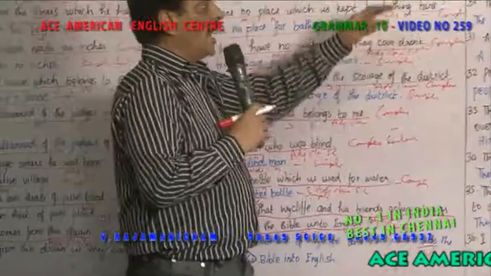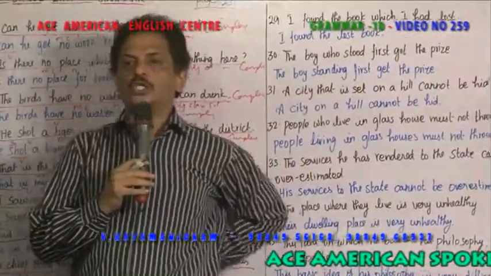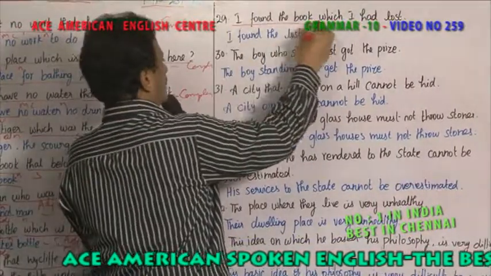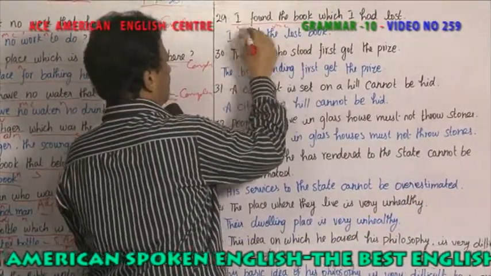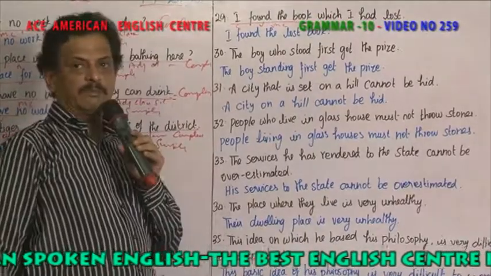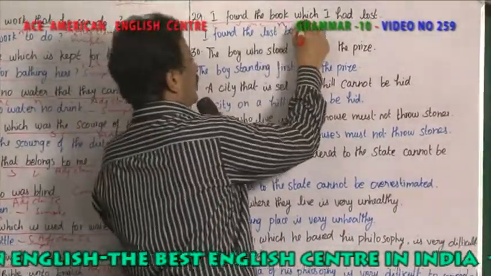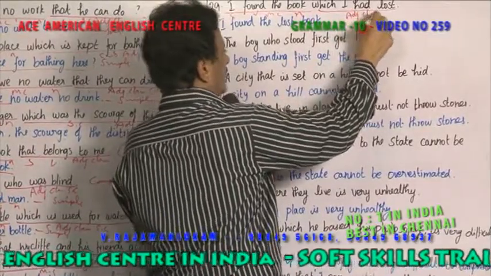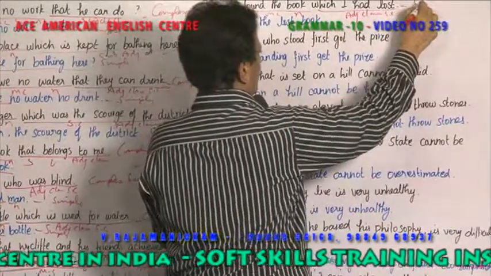Next, coming here. "I found the book which I had lost." Anybody, which is the adjective clause? "I found the book" is the main clause, because I is the subject and found is a verb. The book is a noun, and the book is described: "which I had lost," the book which I had lost. So this becomes an adjective clause and it is a subordinate clause. So this becomes a complex sentence.